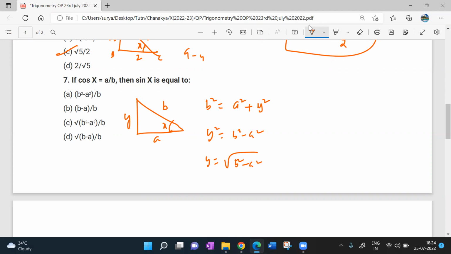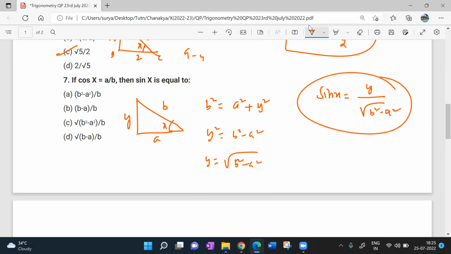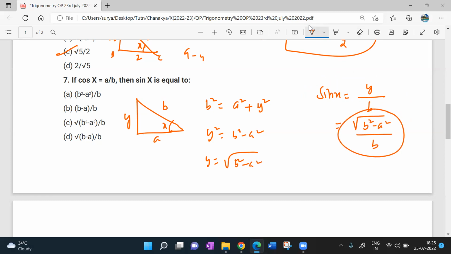This is y, beta. So I need sin x, which is opposite by hypotenuse. Opposite is y, and hypotenuse is B. So y is nothing but root b square minus a square. So sin x is root b square minus a square by b. Option C is correct.